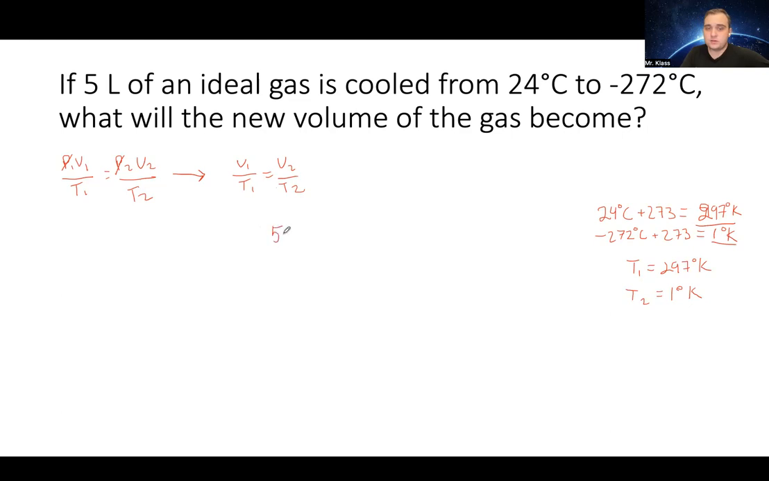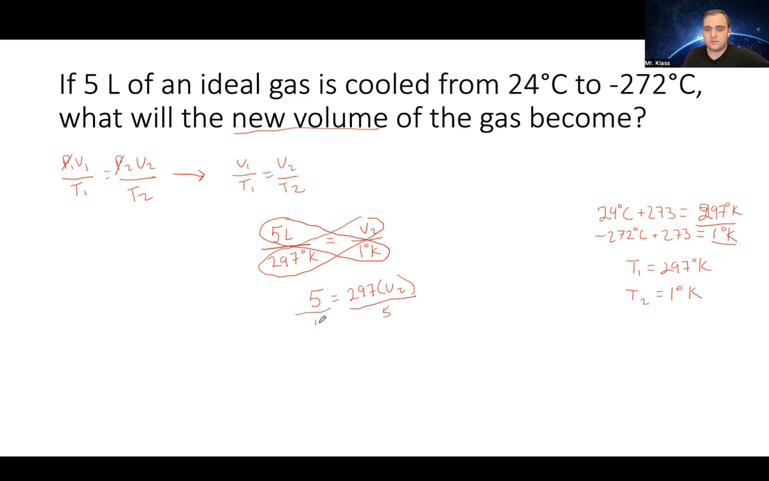So we got 5 liters. I'll indicate units here. 5 liters over our T1, 297 degrees Kelvin, is equal to, well, we have 1 degree Kelvin on the bottom. And we're solving for V2 because it's asking for the new volume. Okay, let's cross multiply here. 5 times 1 equals 5. And now we get 297 V2. Okay, now we're going to divide both sides by 5.